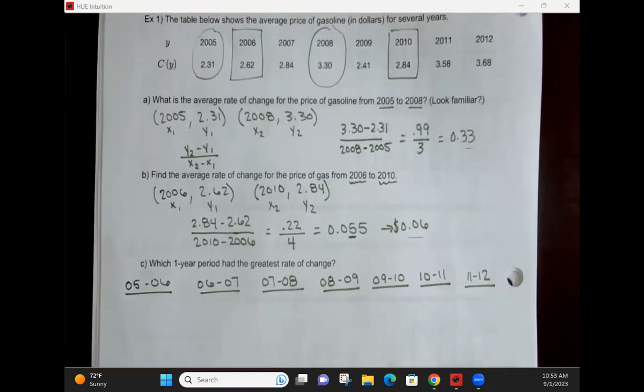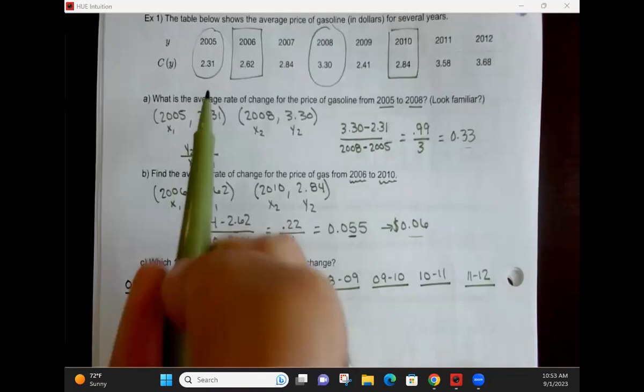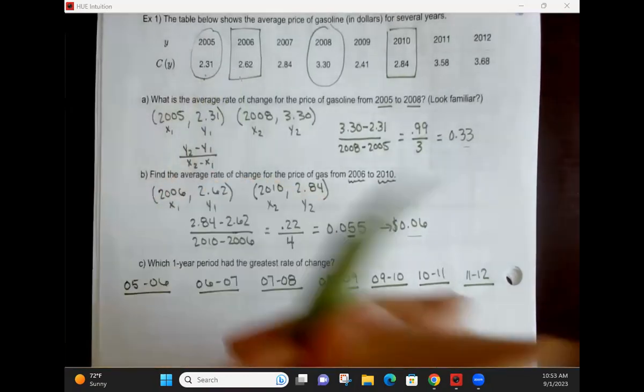The nice thing about looking at 1 year intervals is that your bottom is going to be 1 each time. So you really just need to focus on the difference in those prices.